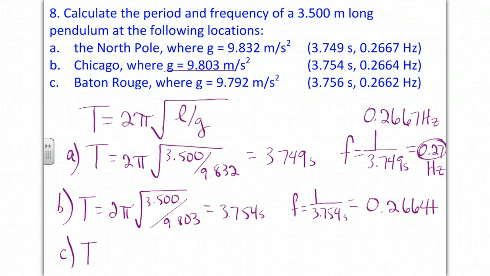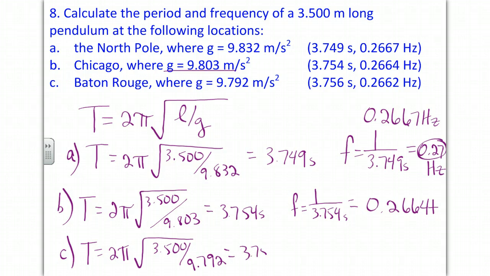And then letter C, T equals 2 pi square root of 3.500 over 9.792, and that gets you 3.756 seconds. Frequency will equal 1 over 3.756 seconds, and that's 0.2662 hertz.